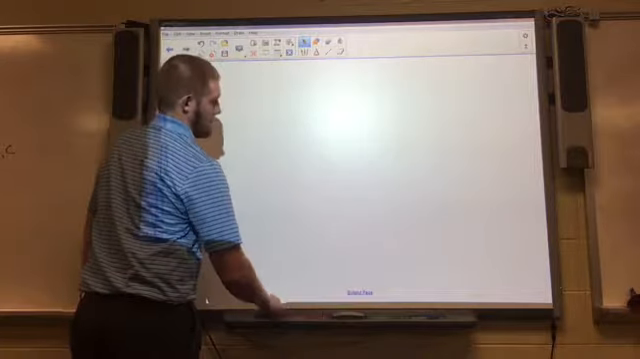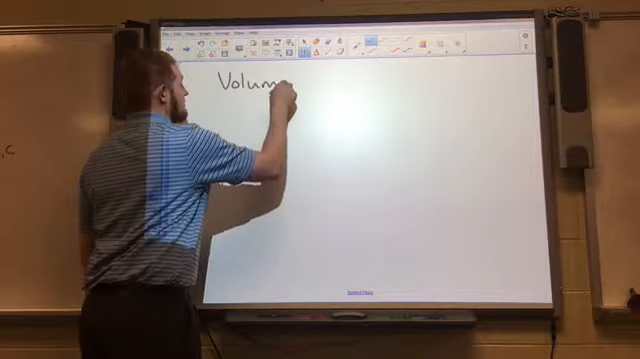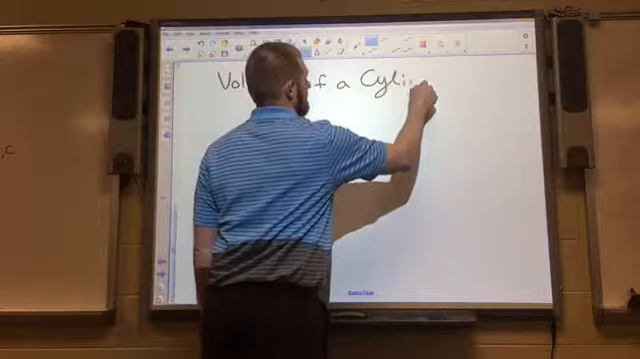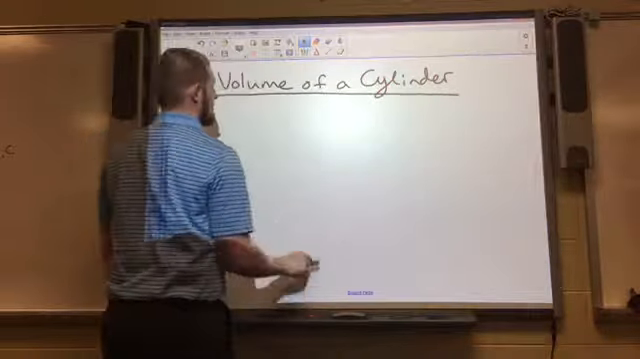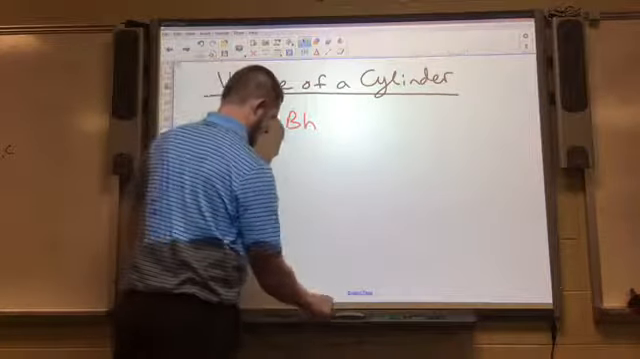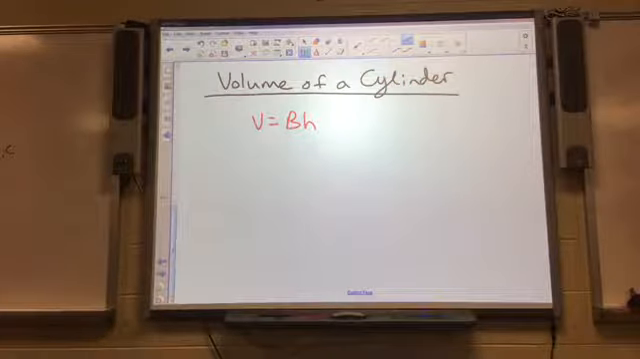For volume of a cylinder, volume equals area of the base times the height. The only difference here is what? Yeah, the bases are circles, right?